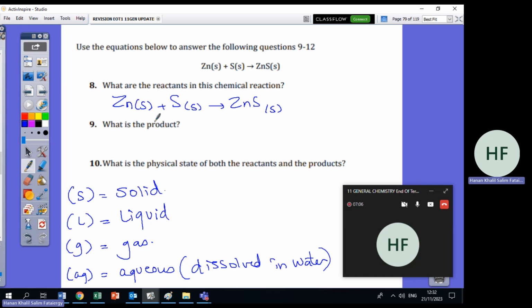Okay, what is the product? The product is ZnSS, and the reactants are what came before the arrow. What is the physical state for both reactants and products? When they ask for the state, this means you have to choose solid, liquid, gas, or aqueous. So I will say all of them are solids, because S means solid, solid, solid.